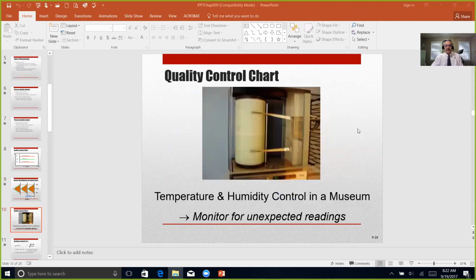Here is an example of a quality control chart of temperature and humidity in a museum, and you can imagine that certainly with historical documents, it's important to maintain the readings, because if the humidity and the temperature vary a lot within that particular environment, there is an adverse impact, and the damage it can cause to irreplaceable documents.